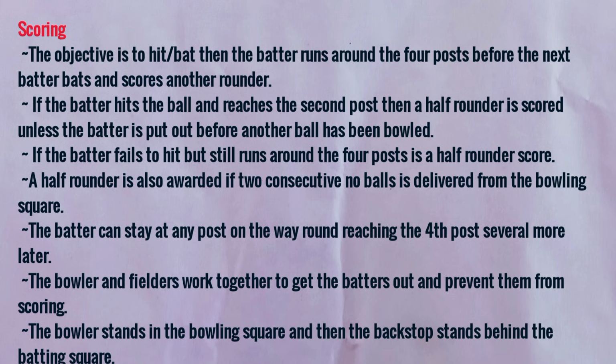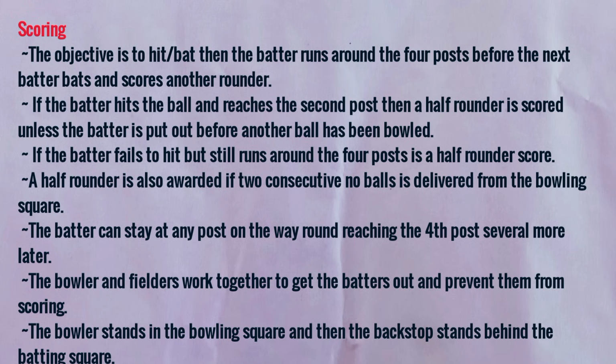So that means that a half rounder is awarded when the batter bats the ball, then runs to the second post, not the first post, the second post. When he reaches the second post and he is safe, then a half rounder is awarded. But if he's put out, then that rounder is not awarded. He will get a zero score.